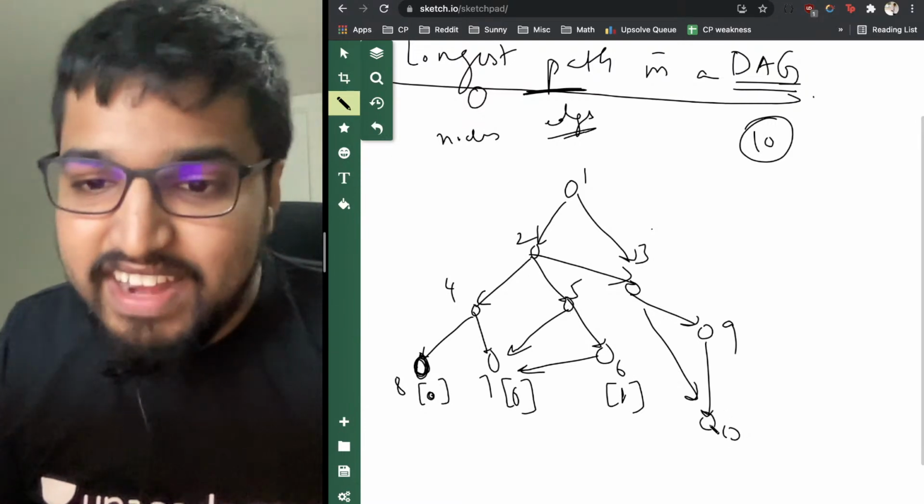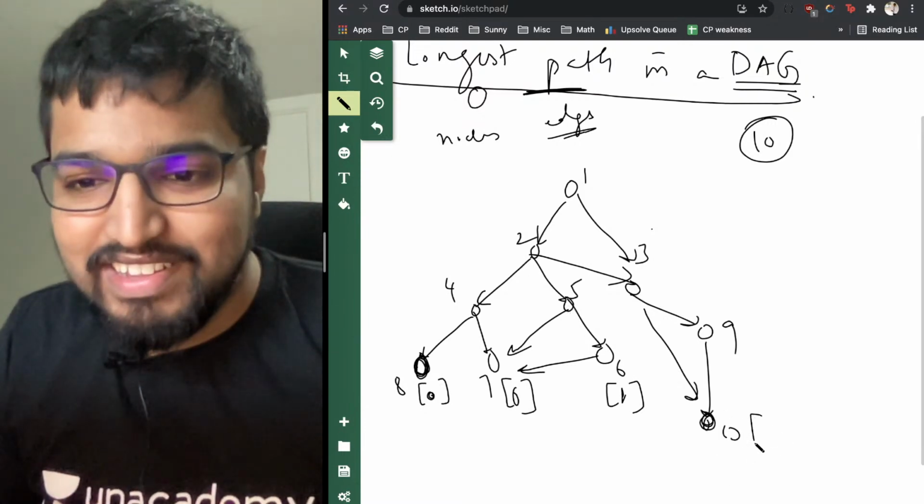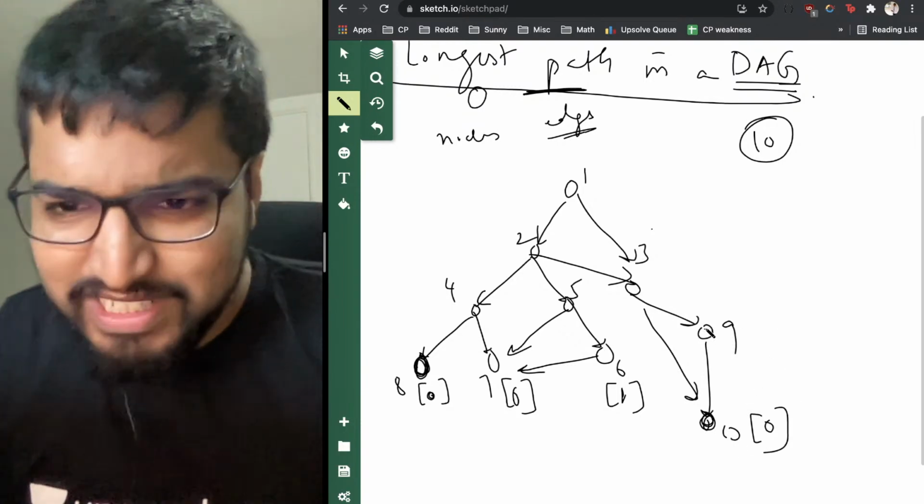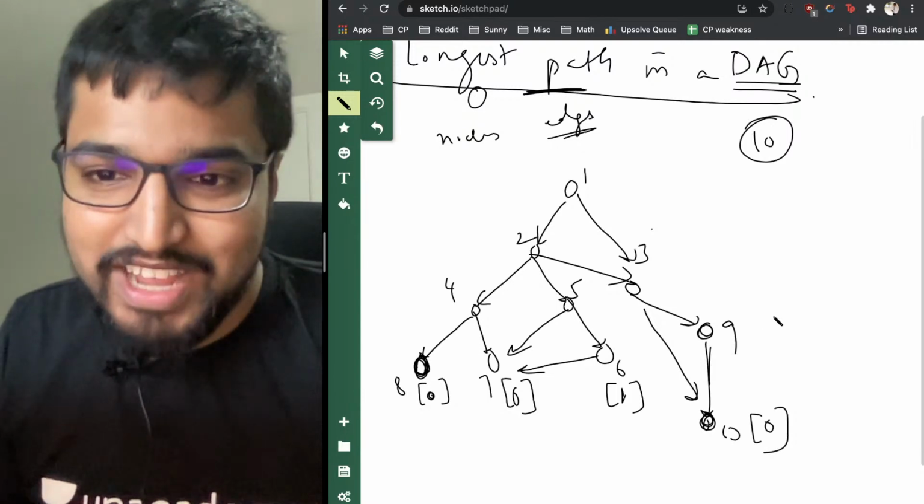The longest path starting at 10 can't go anywhere. It is 0. The longest path starting at 9 can go to 10, so the answer is 1.